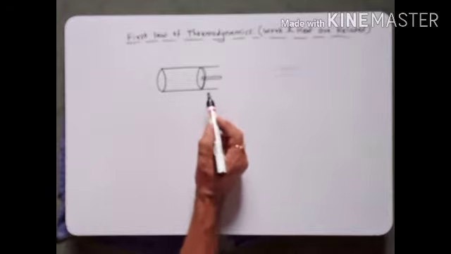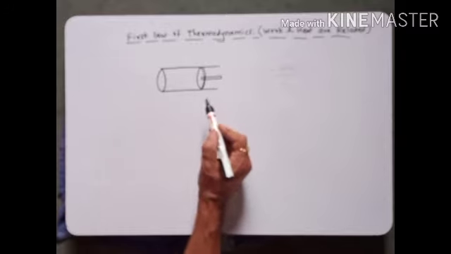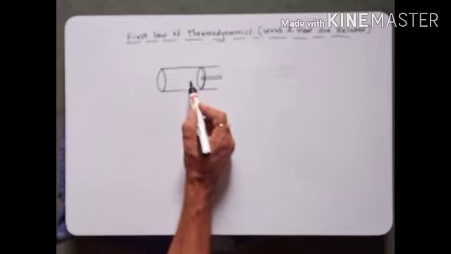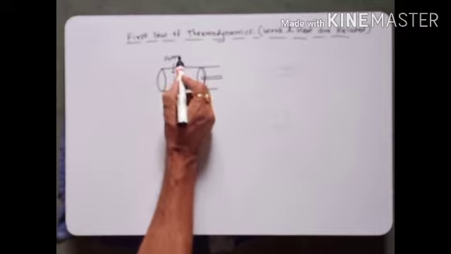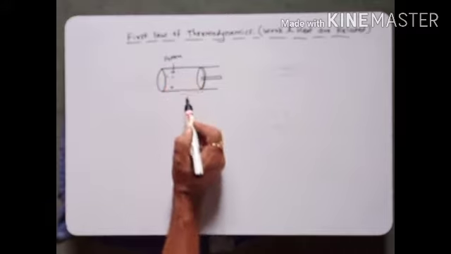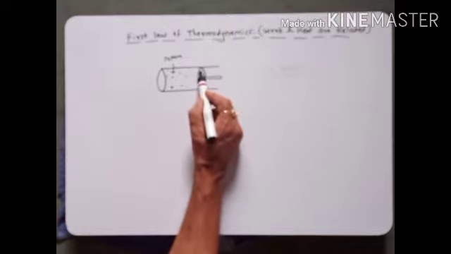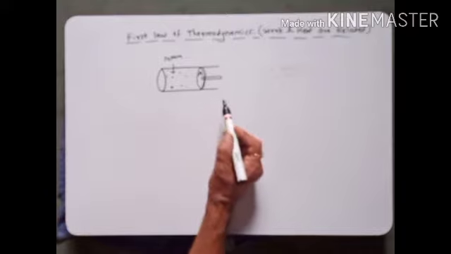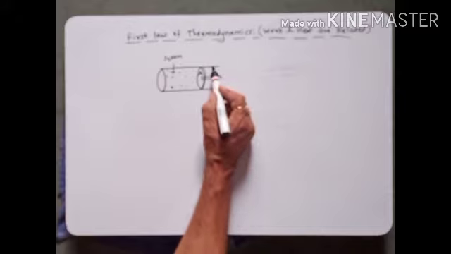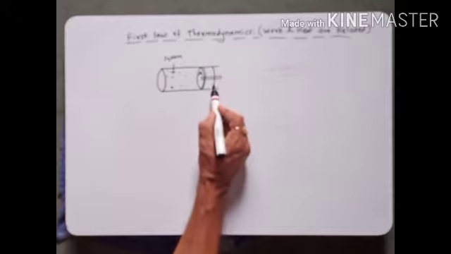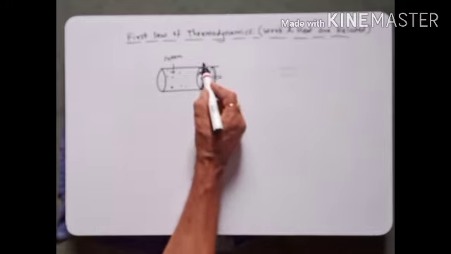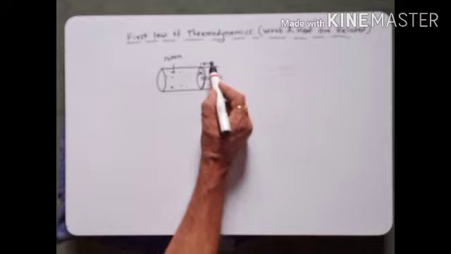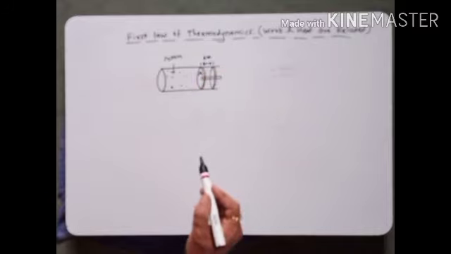This is the movable piston. Now, suppose we consider this as the system: gas enclosed in the cylinder. A is the area of cross section of this piston. Now, suppose the piston comes here. That means there is expansion. The piston displaces through distance dx.